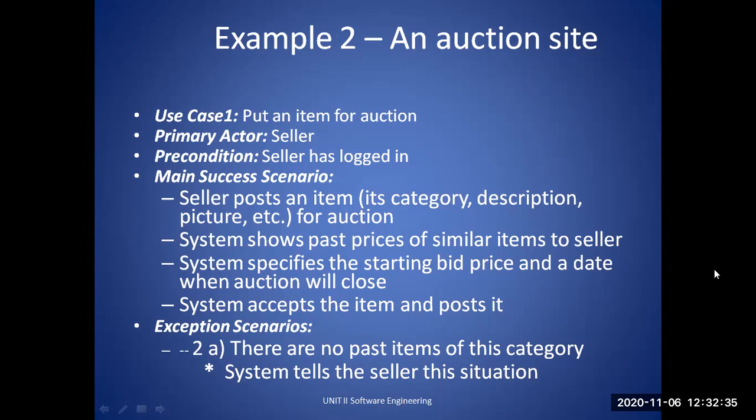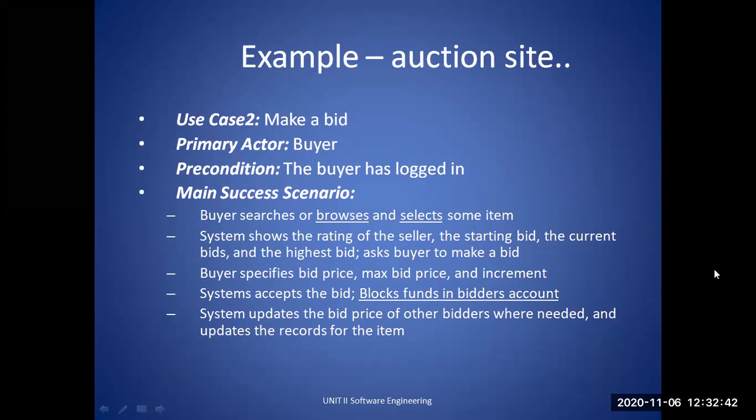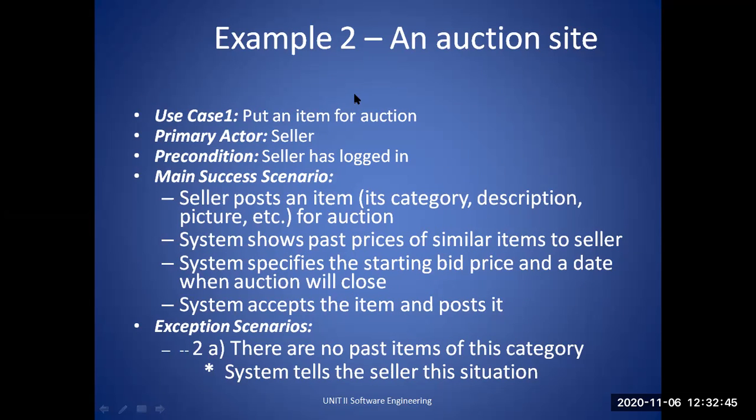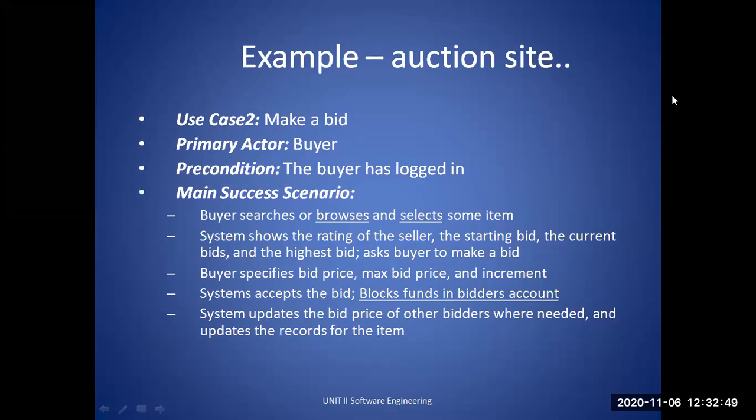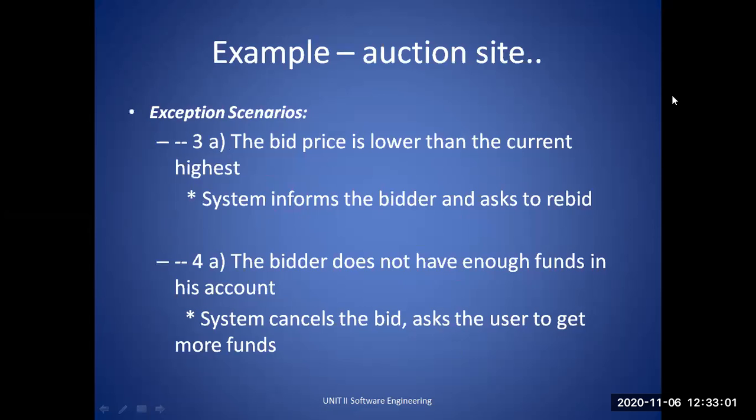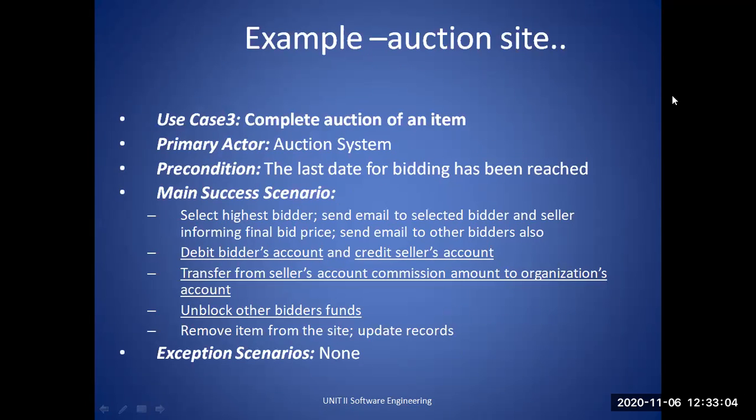So there is no other product available, and you will go with Proceed. Proceed is the option which will be used. Okay, so this is what an auction use case looks like. Let's go to the second one. It is one kind of bid. It is the same scenario, and the same will be done. Next we have exceptions. Next, the third, complete auction of an item. Same thing.